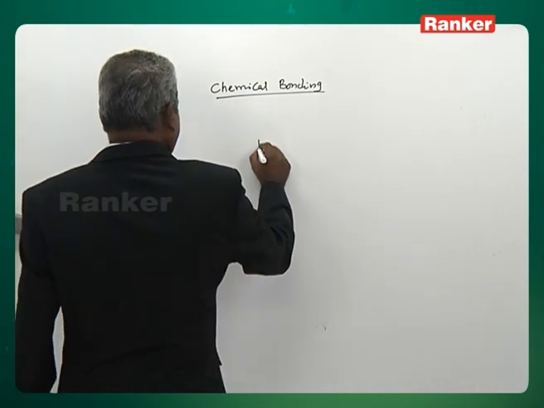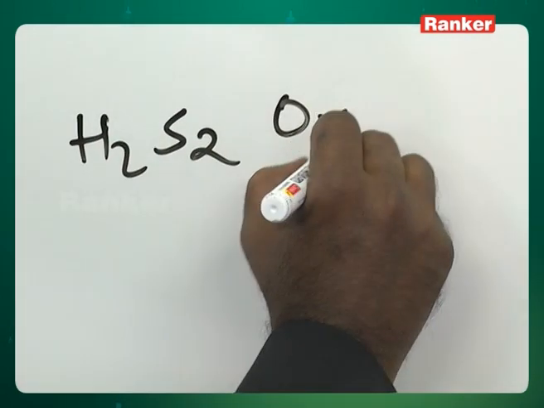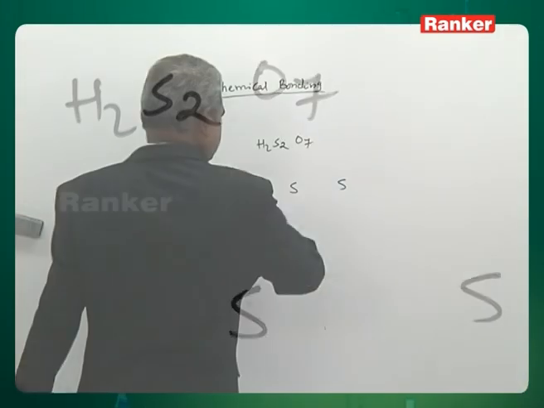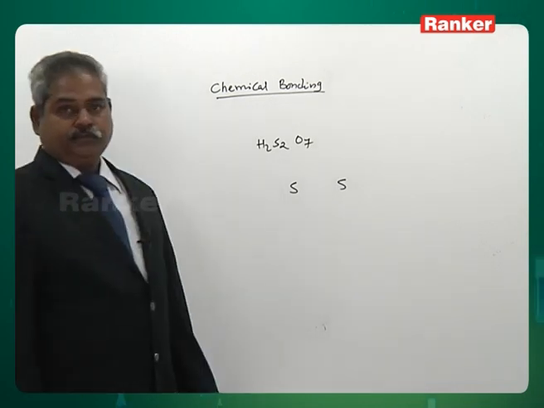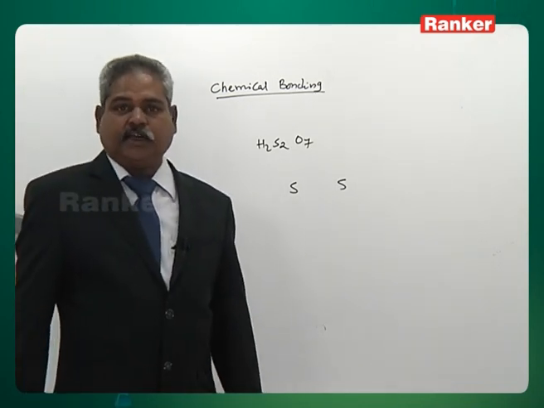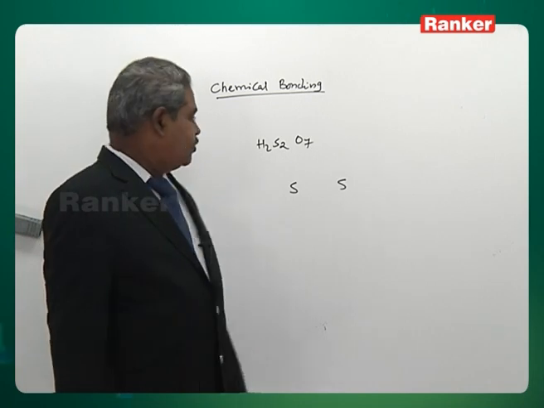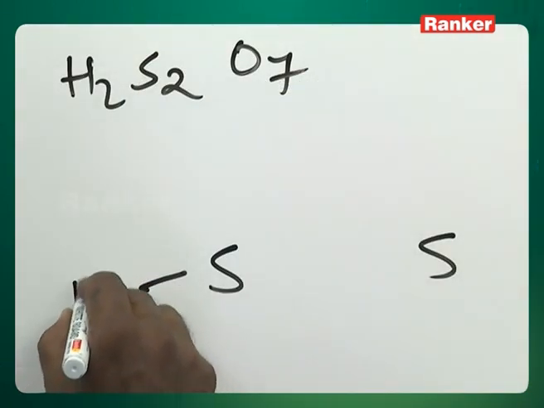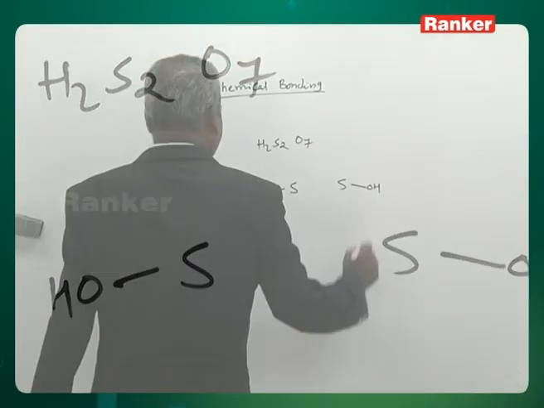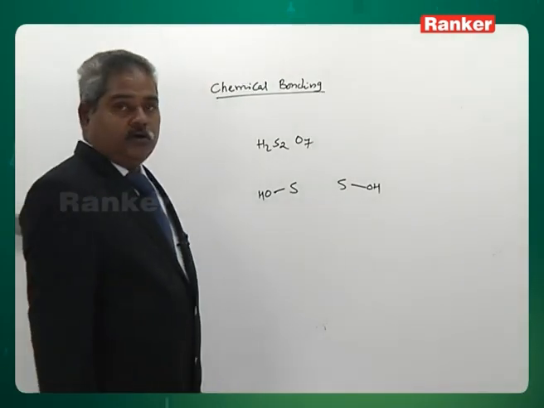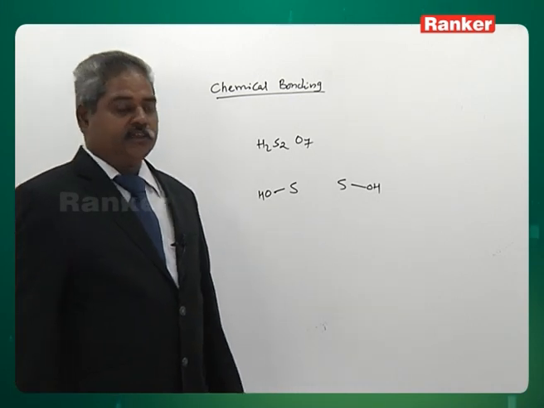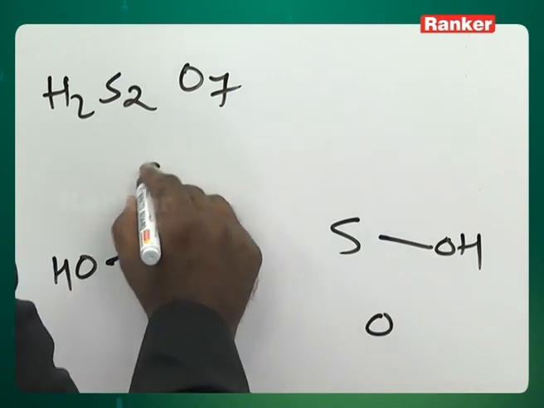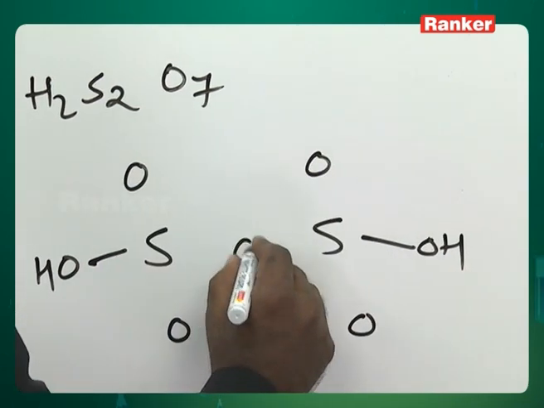Now, H2S2O7. How will you draw the structure? 2 sulfurs, 2 central atoms. Recollect the rule: more than one central atom, distribute equally. Since you have 2 sulfurs, 2 OH groups, 2 OH, and you have a total of 7 oxygens and 5 more oxygens are left, distribute equally. 1, 2, 3, 4, 5.